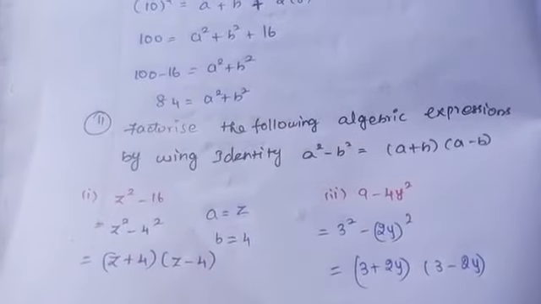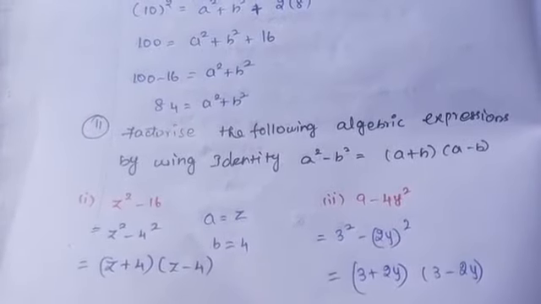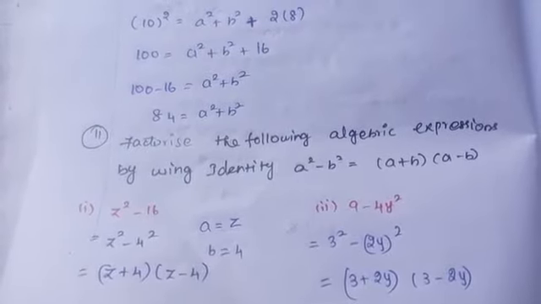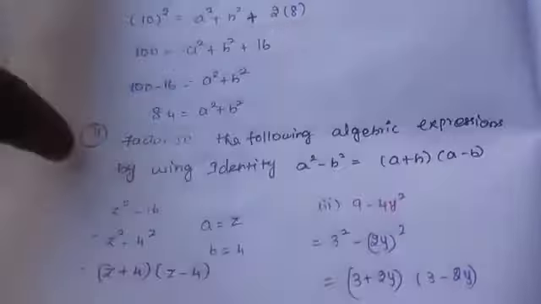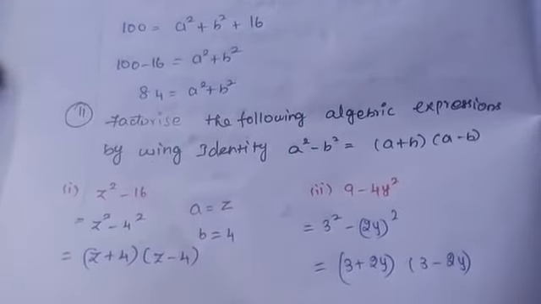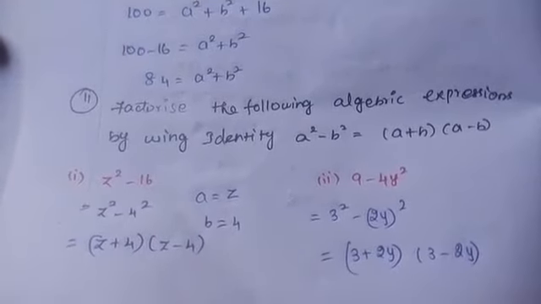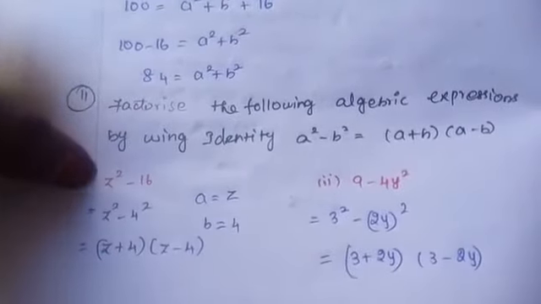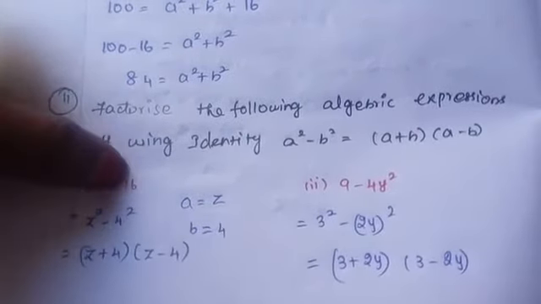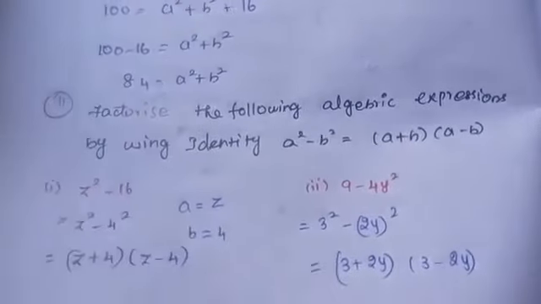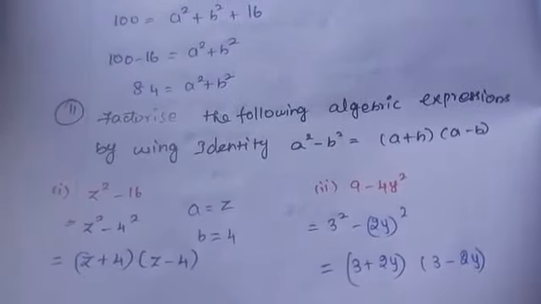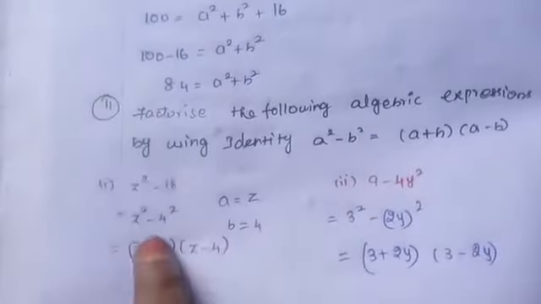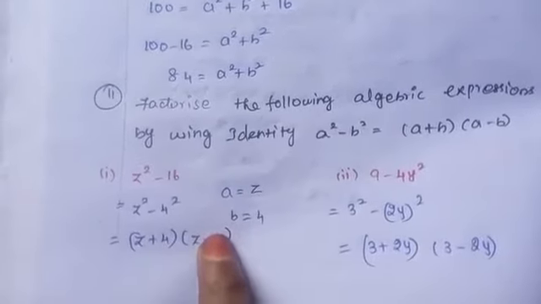Next sum, factorize the following algebraic expressions by using the identity a squared minus b squared equal to (a plus b) into (a minus b). We want to use this formula for the below sums. Z squared minus 16. Here z is already in squared format. We want to convert 16 as square format. 16 can be written as 4 squared, 4 fours are 16. So both are squared format, one time plus, one time minus.